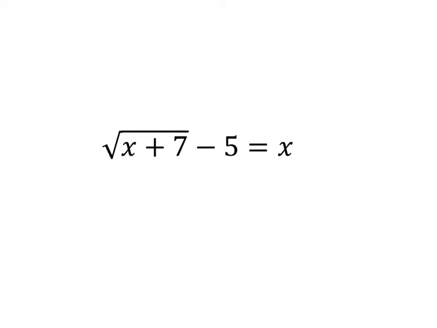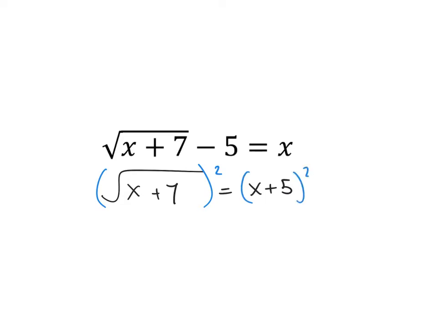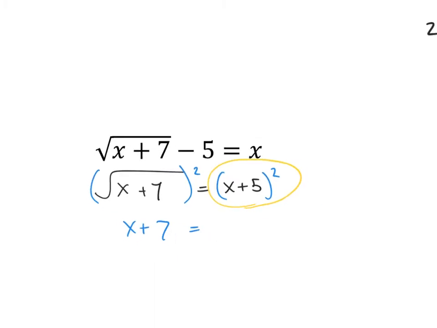The first step is to get the radical isolated, and I'd do that by adding 5 to both sides. And you might already be recognizing when I go to square both sides, this is going to be another one of those situations that turns quadratic, because I must FOIL this. And if you write it out twice and you FOIL, you will get x squared plus 10x plus 25.